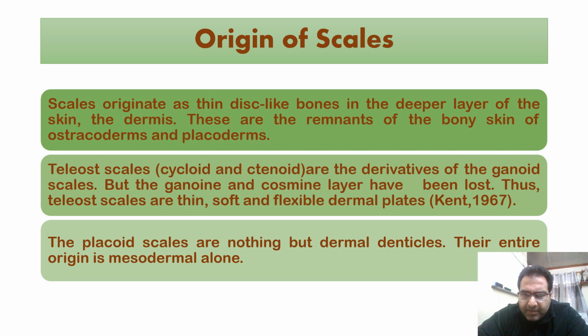These are remnants of the bony skin of ostracoderms and placoderms. When we talk about the teleost scales, that is the cycloid or ctenoid scales, they are derivatives of the ganoid scales, but the ganoine and the cosmine layer have been lost in them, and thus teleost scales are thin, soft, and flexible dermal plates. And the placoid scales are nothing but the dermal denticles. Their entire origin is mesodermal alone.